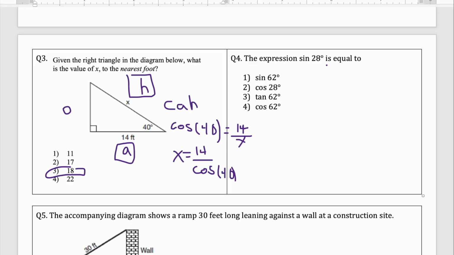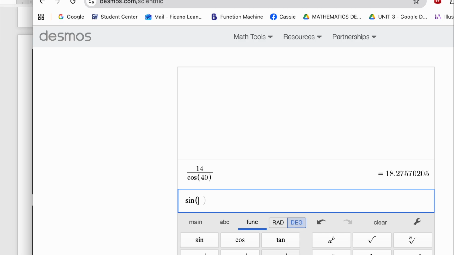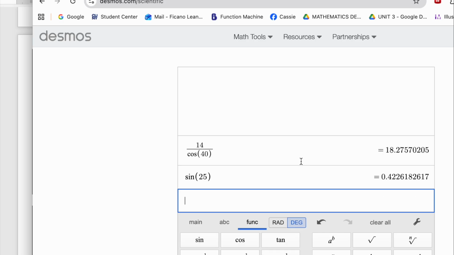The expression sine of 28 is equal to... Okay, so 90 minus 28. And we know it's going to be cosine because that's what the cofunction is. And it's not going to be cosine 28, so I don't even have to do the math. Now, if you're not sure, you can always, in your calculator, do sine 28 and then see which one equals the same thing.